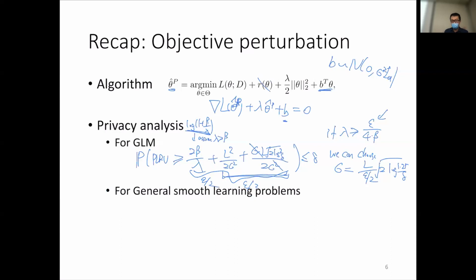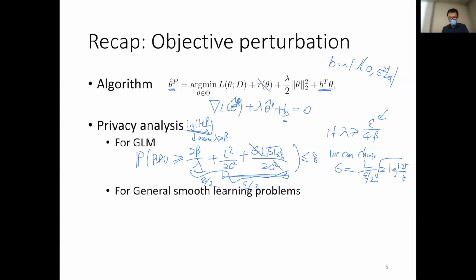Okay, for the more general smooth learning problems, the result that we get was slightly... good that I caught it, because the laptop wasn't being charged.